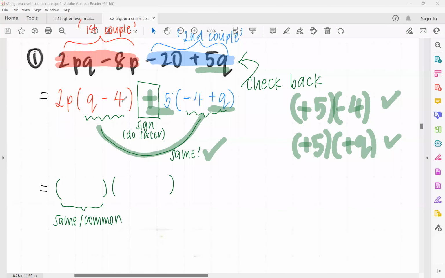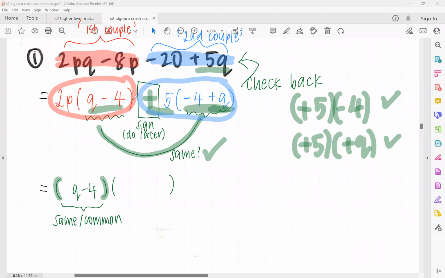Because you see, here is the same. This is one rate term, right? One term. And here is one whole term, including the positive 5. So ask yourself, the red and the blue, what is common? Q minus 4 is common, and Q minus 4 is common. So you put the common in the first bracket. Clear so far? So you put the common in the first bracket, which is Q minus 4.